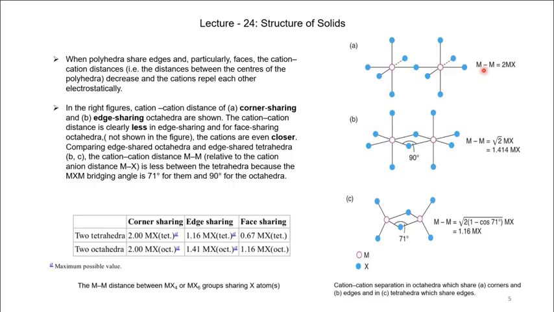So 2mx is the distance between. This is the corner sharing. If we make an edge sharing for octahedra, we say that this angle becomes 90 degrees, and we can also find out the distance between m and m, that means the bond length between cations, and also we know the bond length between cation and anion.